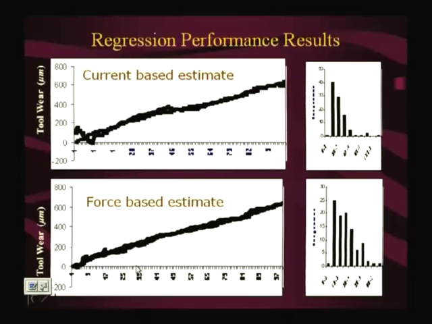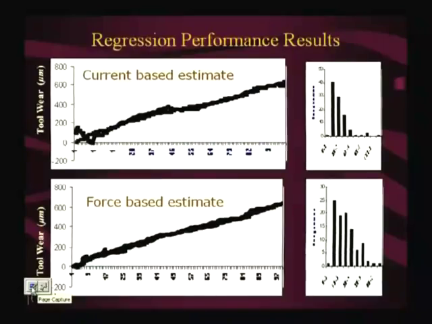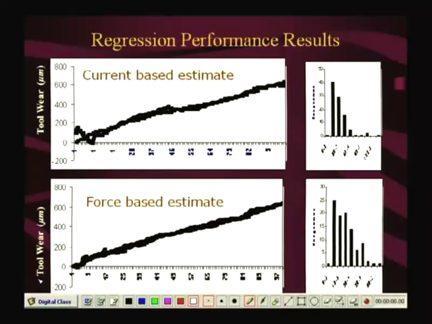Having obtained our results for artificial neural networks, we had also tried estimating the wear based on regressions. In this case, the first thing that we would like to show is that using regression, this is a current based estimate. So we use currents and we got this graph, so you can see that it can estimate the actual tool wear fairly well.